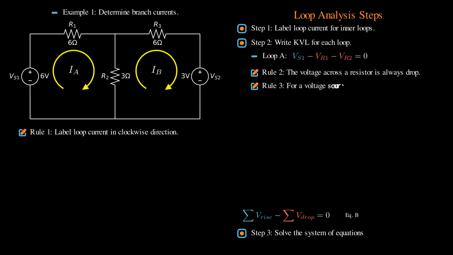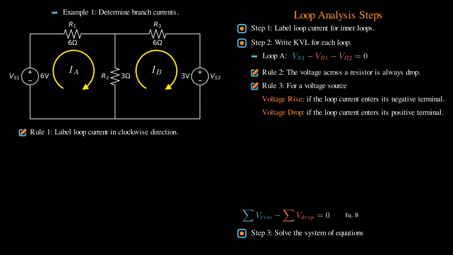Rule number 3, for a voltage source. The voltage is rise if the loop current enters its negative terminal. The voltage is drop if the loop current enters its positive terminal. For example, for VS1, the loop current enters its negative terminal, so it is rise. Therefore, in the KVL equation, VS1 is rise, which has a positive sign. VR1 and VR2 are drops, which have negative signs.